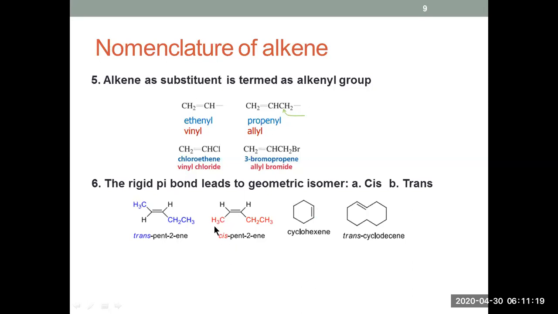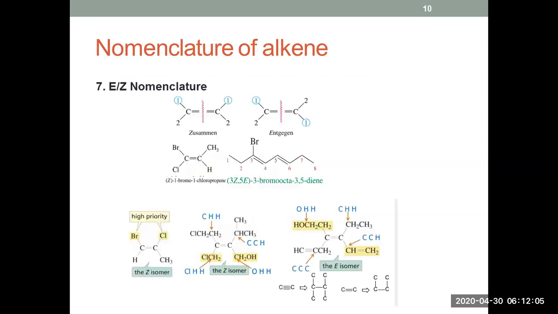This is cis because the two groups, methyl group and ethyl, are on the same side of the plane. So this is cis-pent-2-ene. And this is the opposite, the two substituents are opposite to each other. Priorities are assigned, the more bulky group gets priority. So it is trans, both are opposite to each other. This is trans-cyclodecene. This is 1, 2, 3, 4, 5, 6, 7, 8, 9, 10. This is 1-trans-cyclodecene.